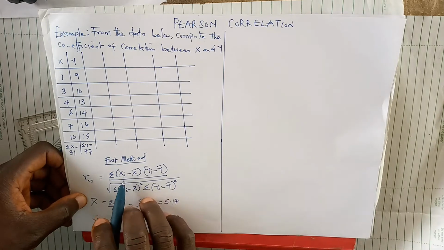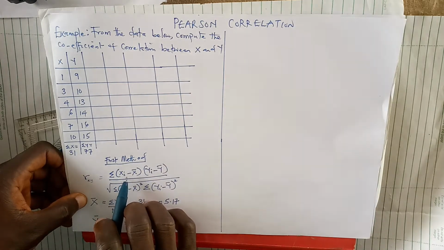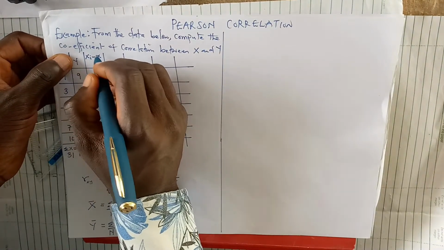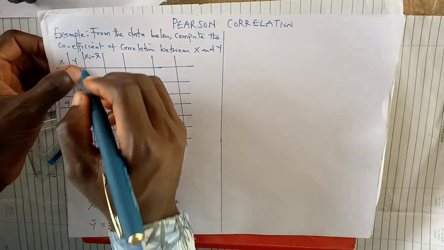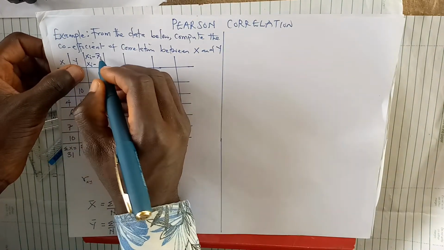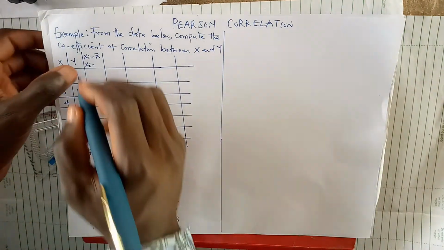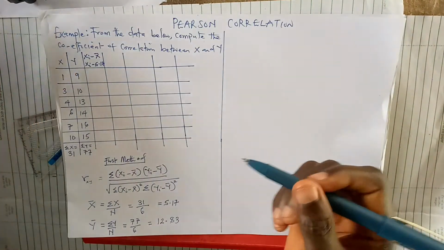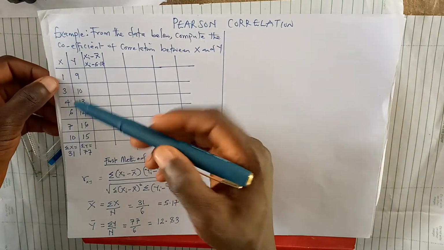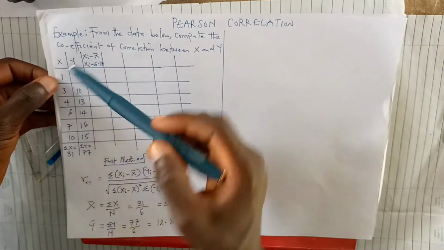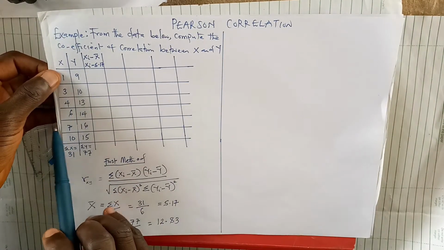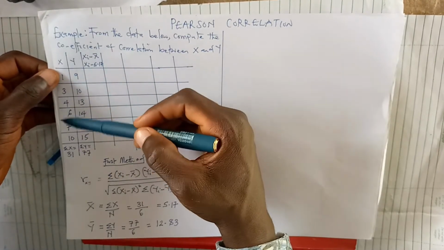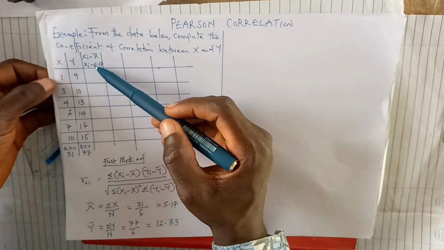Now, for the first part of this formula, we have x subscript i minus x bar. Now we need to form the column for that, x subscript i minus x bar. What does this stand for? This means that we have x subscript i minus, what is our x bar? Our x bar is 5.17. What this is telling us is that we're going to subtract 5.17 from each value of x in this column. You can see this is the column of x. That is what I wrote here, which is x i minus 5.17.